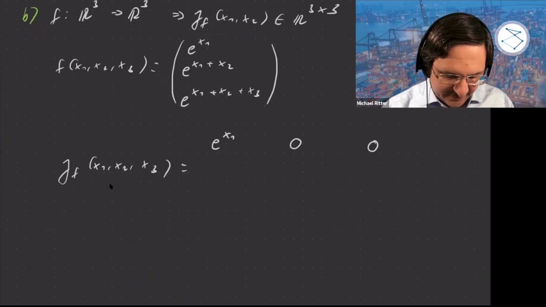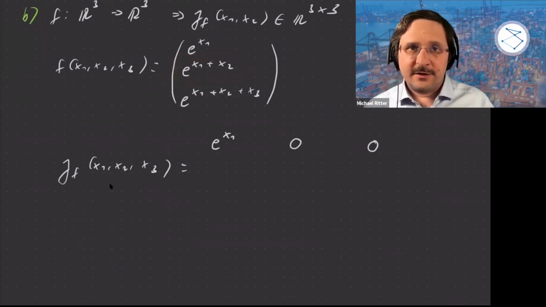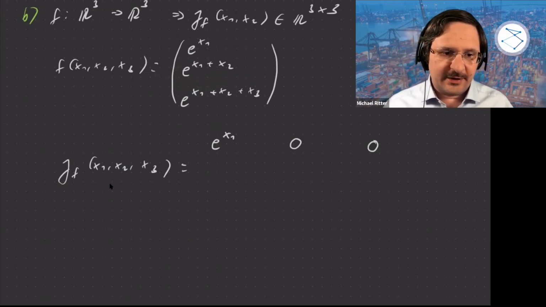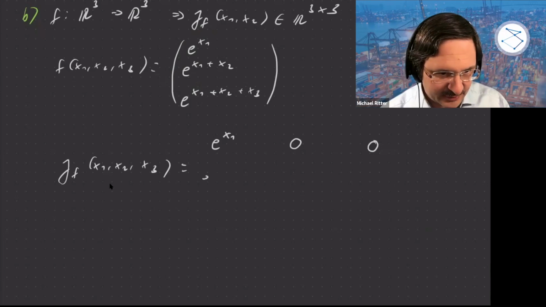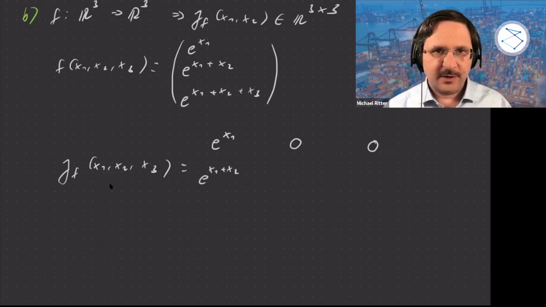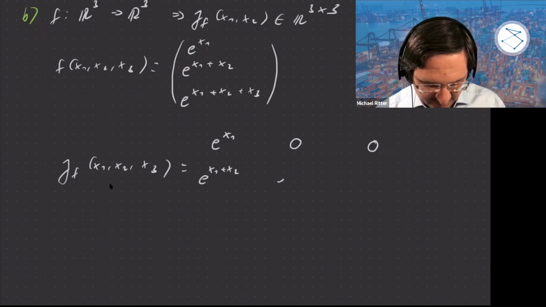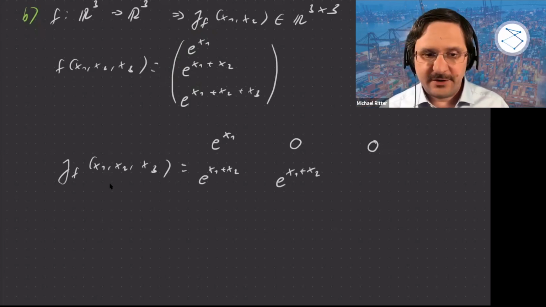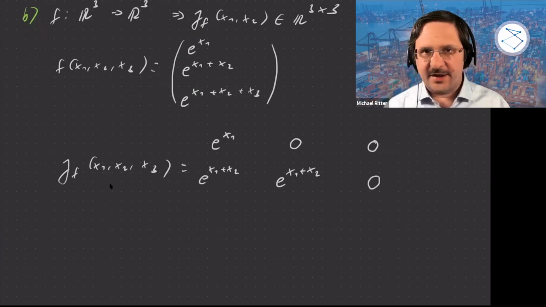Similarly for the second row here, differentiating with respect to x1 yields e to the power of x1 plus x2. Same is true for differentiating with respect to x2. And there's no x3 in that term, so the derivative with respect to x3 is again 0.